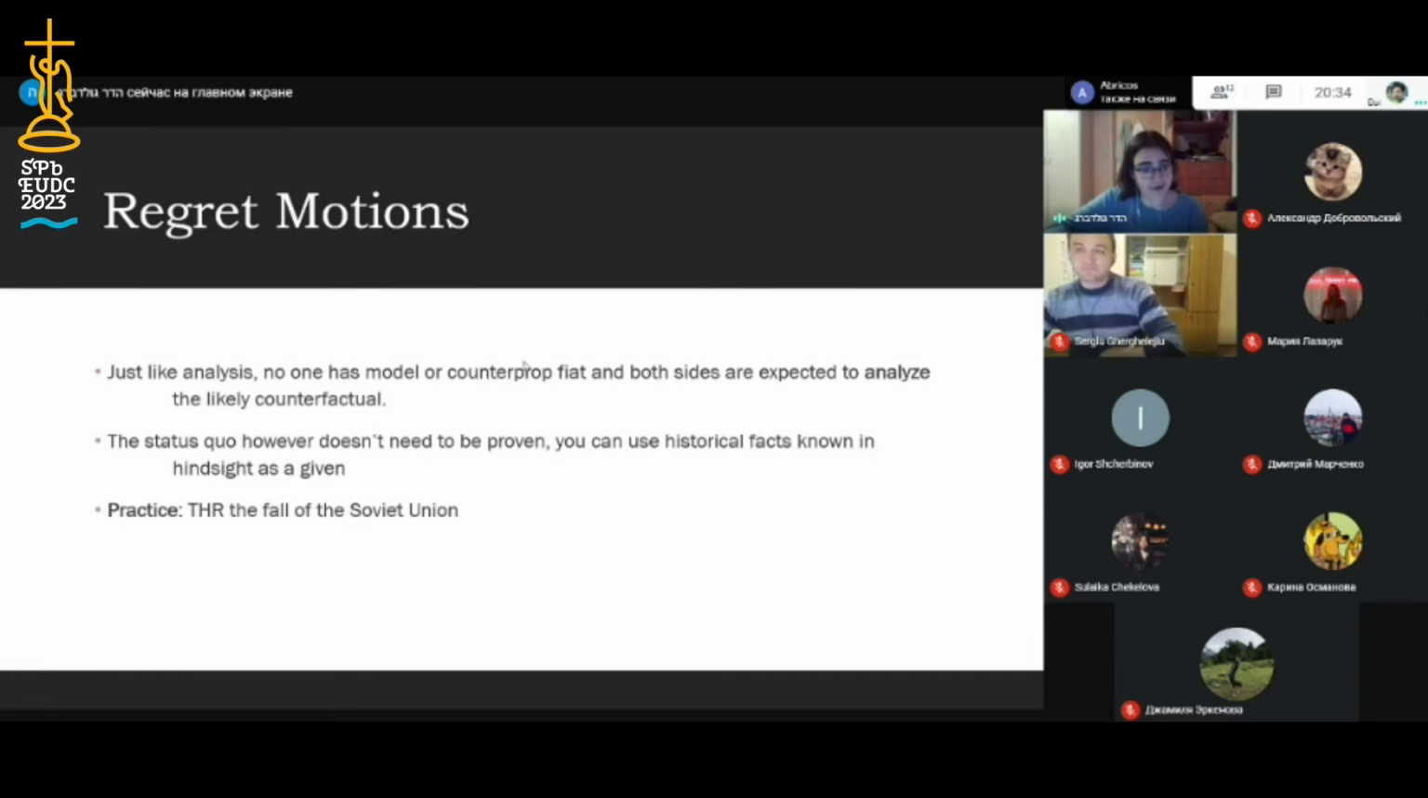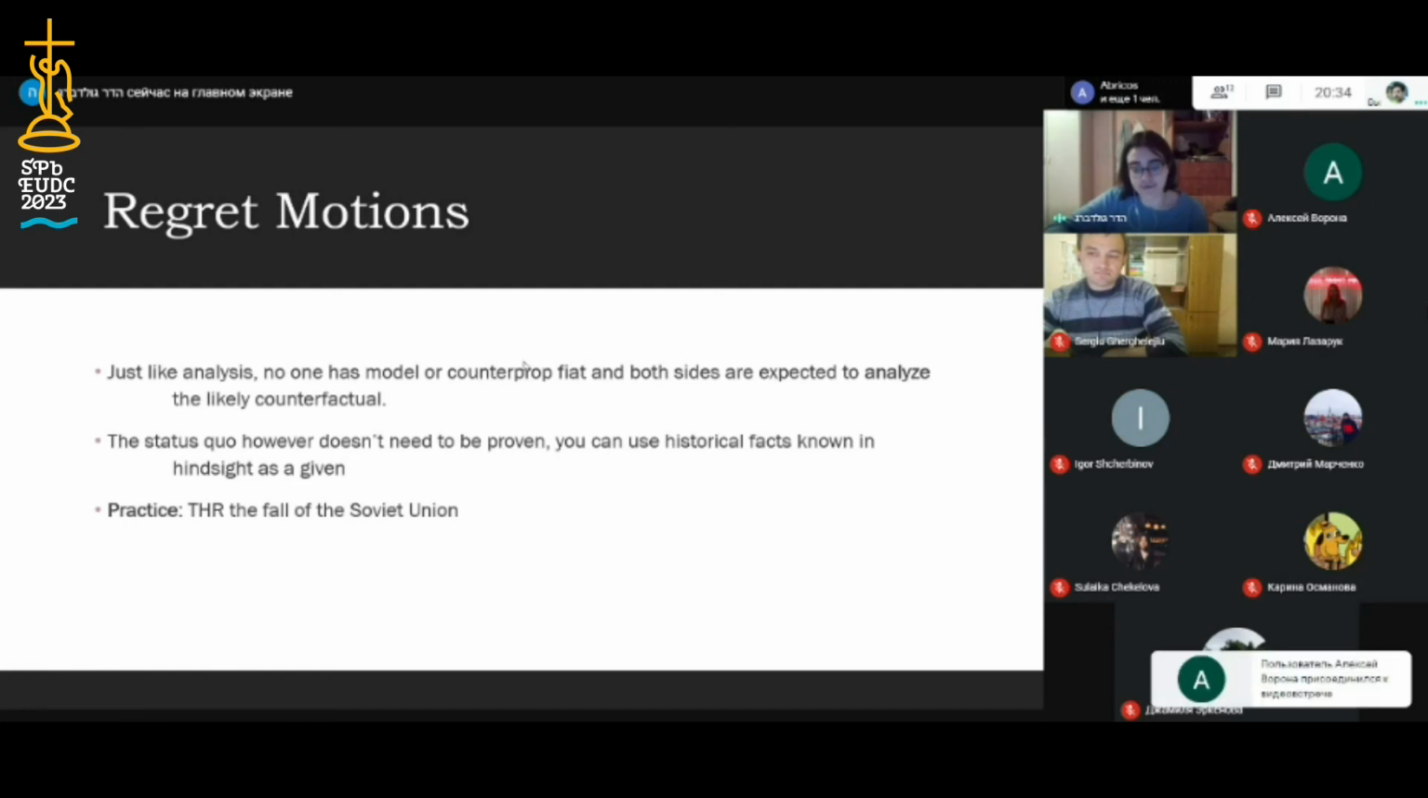Let's do a small practice. This house regrets the fall of the Soviet Union. Let's say that we are proposition. Let's start by identifying the problem. And I flag back, in regret motions, the problem is in the status quo and the solution is in the counterfactual. What do you think, as government, you would argue is a problem in the status quo that is a result of the fall of the Soviet Union?